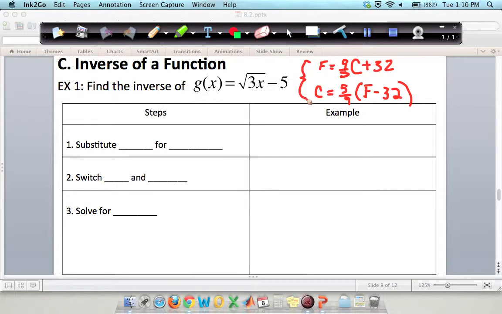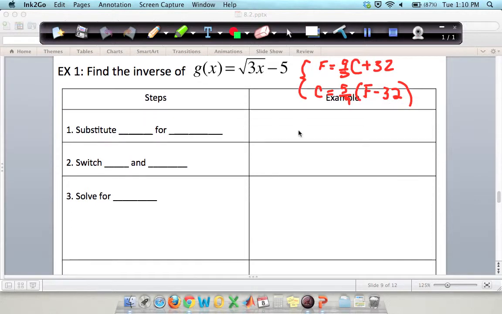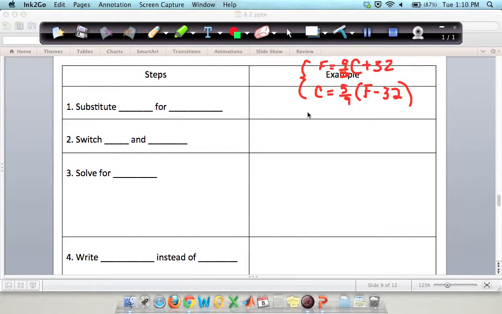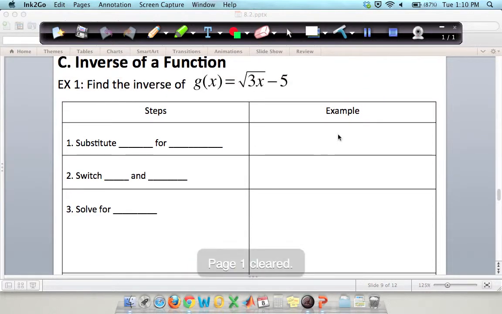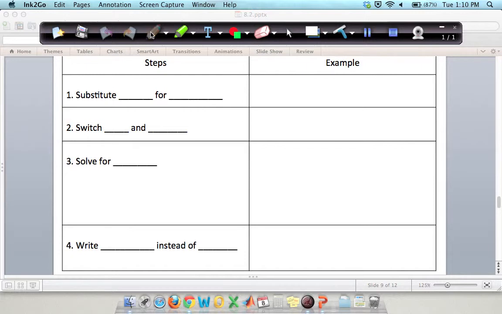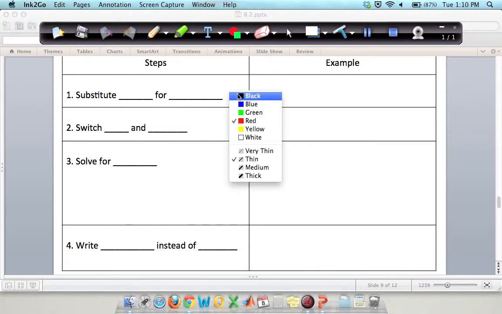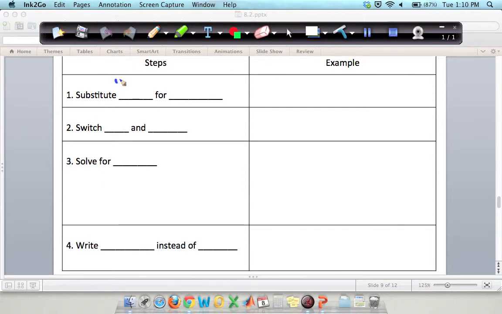Okay. So when we're solving for g of x equals square root of 3x minus 5, and I say I want to find the inverse, I'm going to write the steps down here, and then we're going to go ahead and find the inverse on the other side. Okay, so step one, the first thing that you want to do when you're finding the inverse of a function is, instead of writing, and I'm going to put this in quotes, f of x, because it could be f of x, it could be g of x, it could be h of x, whatever you have for your function. In our case, we have g of x.